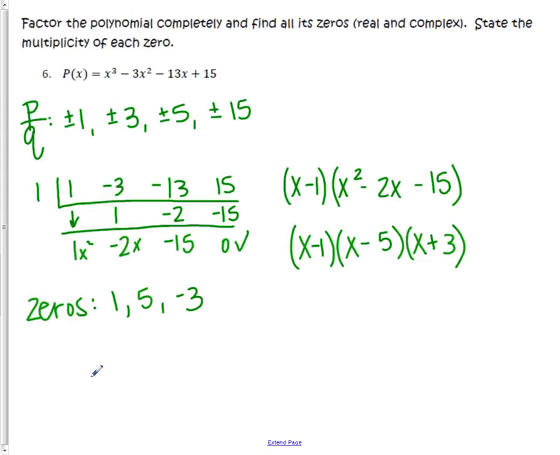So those are our zeros. The multiplicity for each of those zeros is 1 because each factored part shows up one time. And this is our completely factored polynomial. We don't have to factor it any further. We didn't have any complex zeros, so we're done.